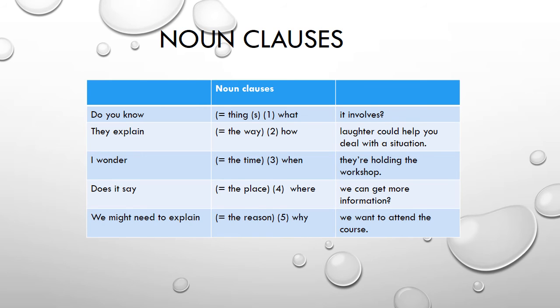The other one is, does it say? So in this case it is referring to a place. So we may say, does it say where we can get more information? And the other one is, we might need to explain. And in this sentence, if you see, it is asking about a reason. So it is using the word why. So the full sentence is, we might need to explain why we want to attend the course.